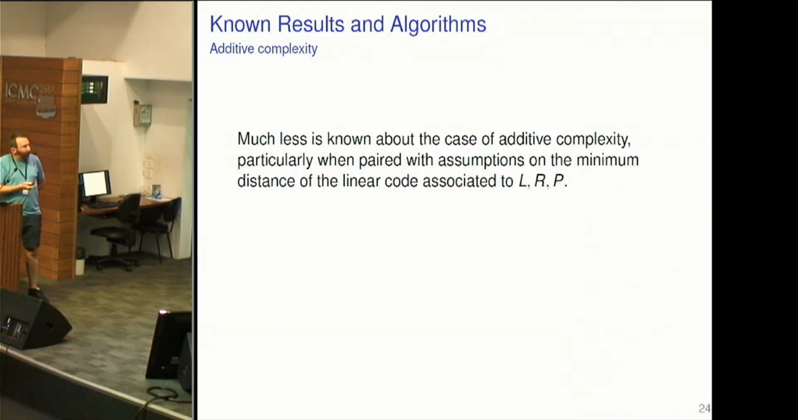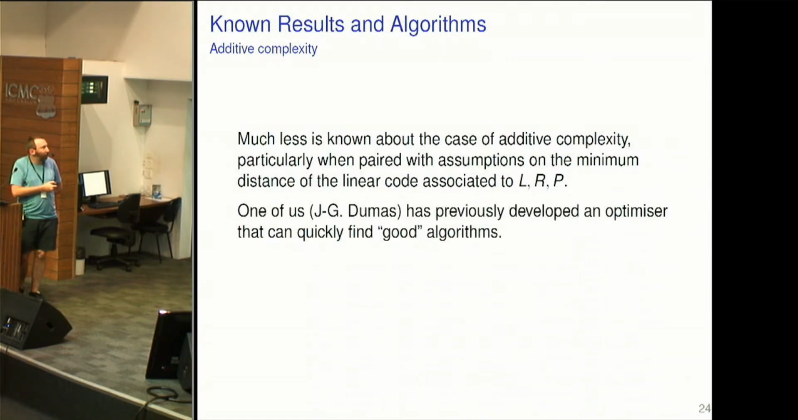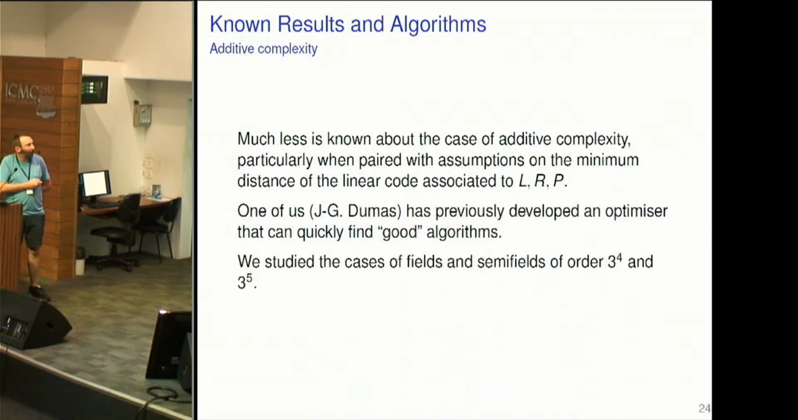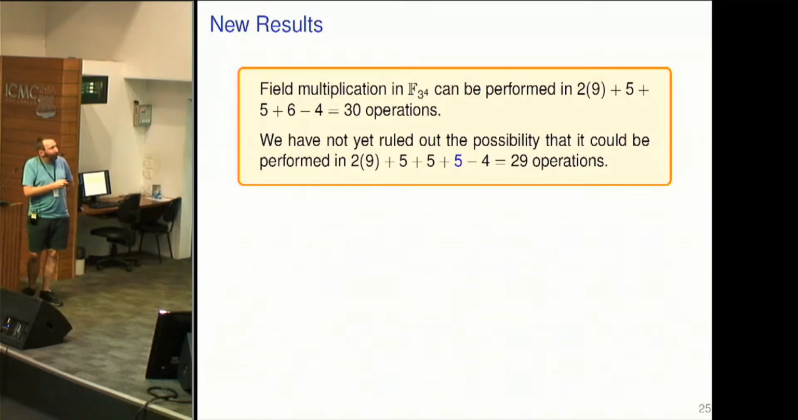So additive complexity, in my last minute, I'll just give you a very quick idea. Much less is known because it's a much harder thing to do. You can't just find one tensor decomposition and try to optimize the number of additions. You have to do lots and lots of work. Jean-Guillaume had a previous optimizer that can give you a good algorithm, but it's hard to do exhaustive work. So we looked at the cases of order 3 to the 4 and 3 to the 5. And what we were able to show was that field multiplication can be performed in 30 operations. We can't rule out the possibility it could be done in 29.